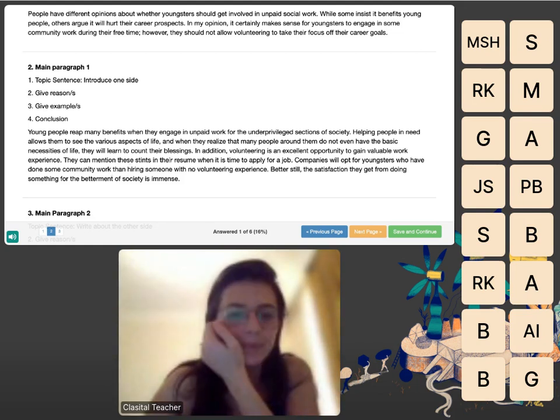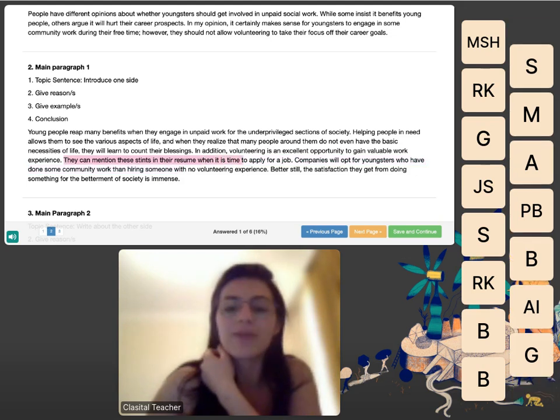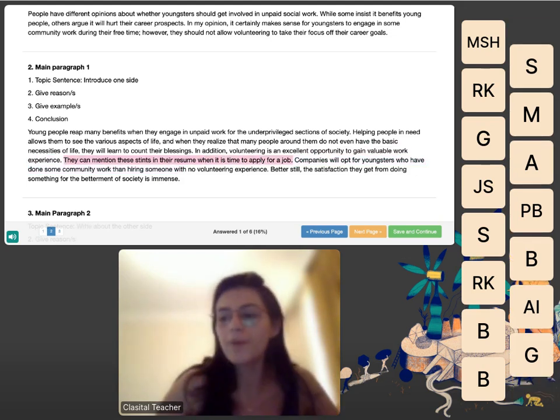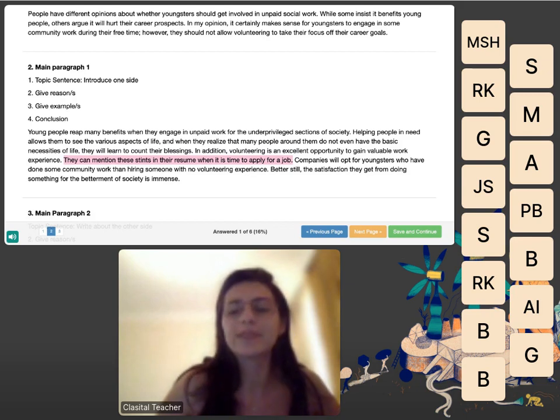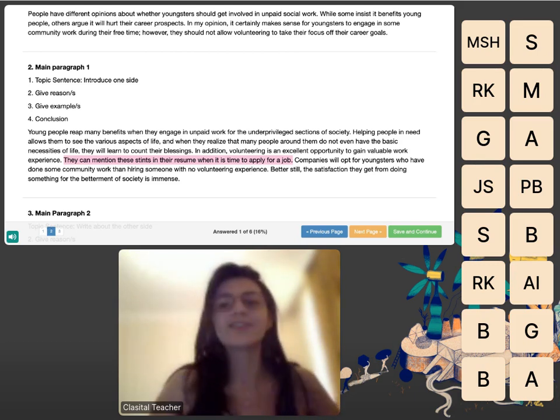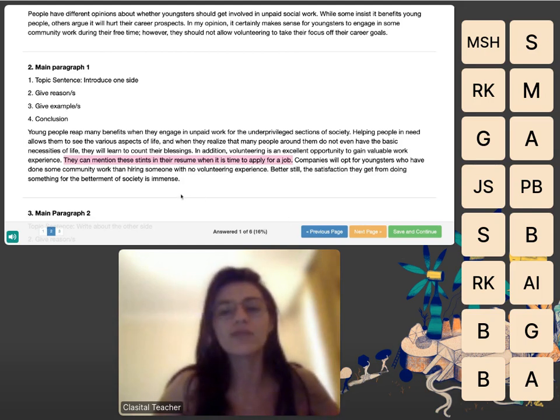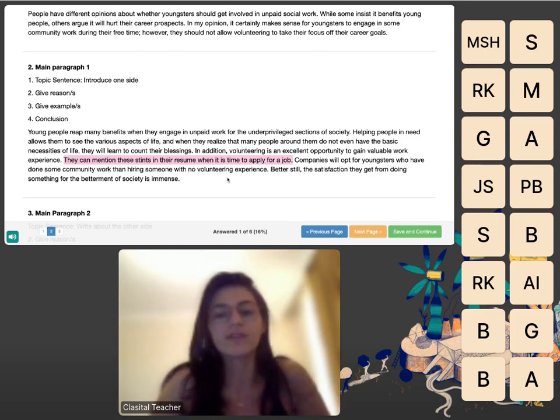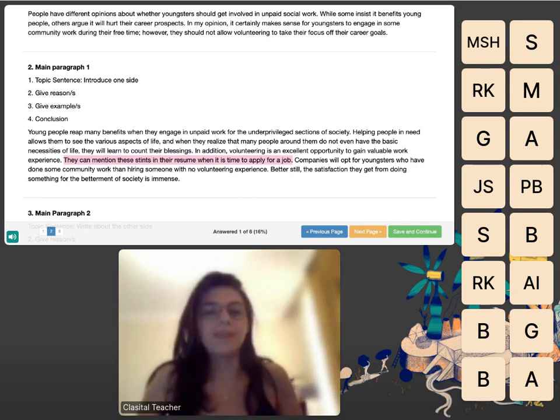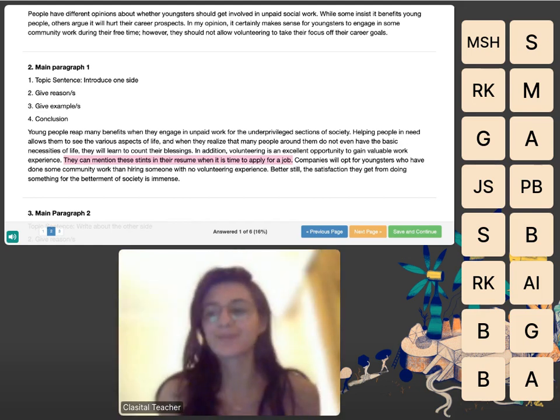For example, here, saying they can mention these in their resume when it's time to apply for a job gives a specific instance where this helps us, right? So giving this specific instance is actually giving an example. And also saying that companies look for people who do volunteer work instead of people with no volunteering skills. So these specific instances are examples in this paragraph.